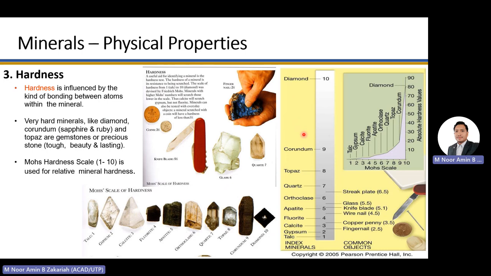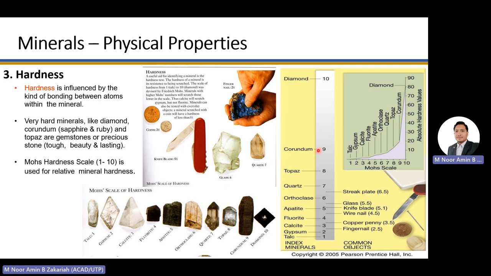So the samples used by Mohs were all different minerals. A mineral is a chemically pure solid found in nature, and rocks are made up of one or more minerals. So the Mohs hardness scale is a simple and easy way to compare the hardness of minerals. So it's also a useful tool for identifying minerals in the field.